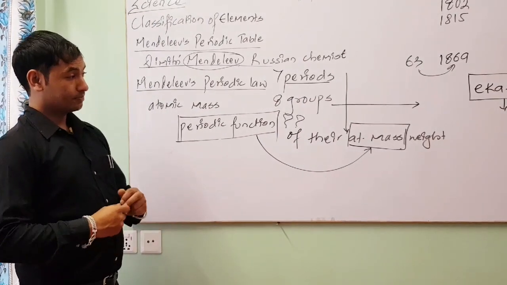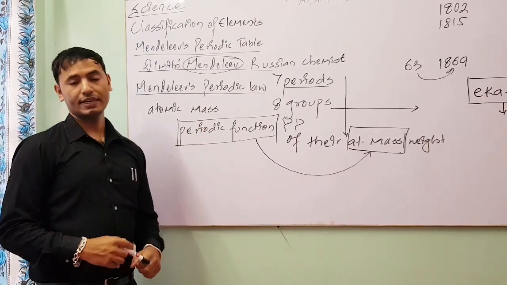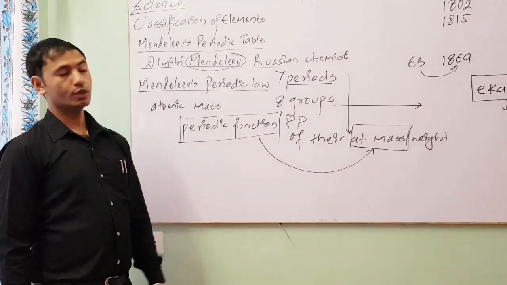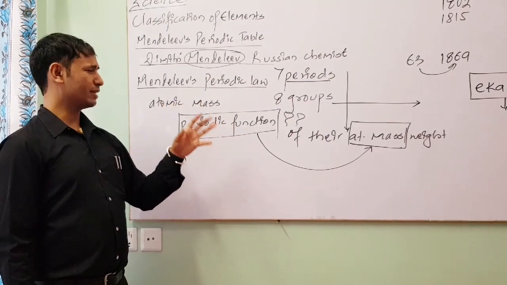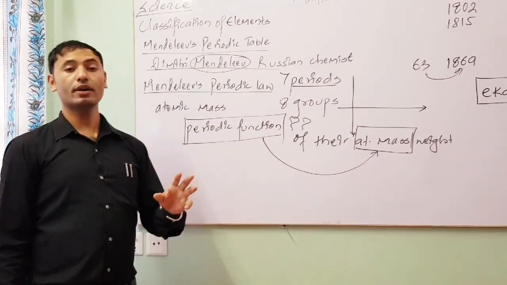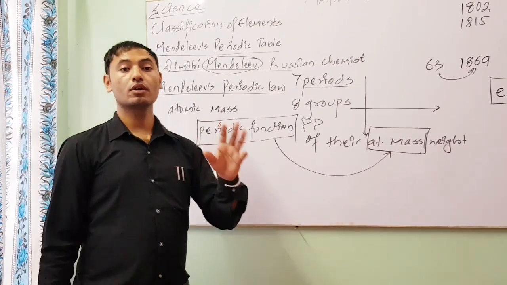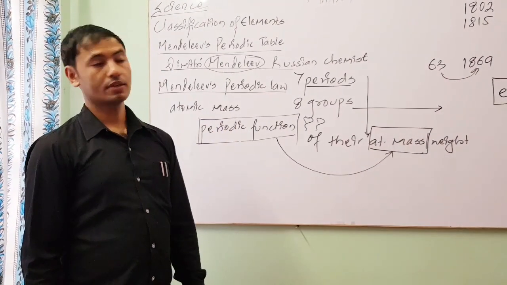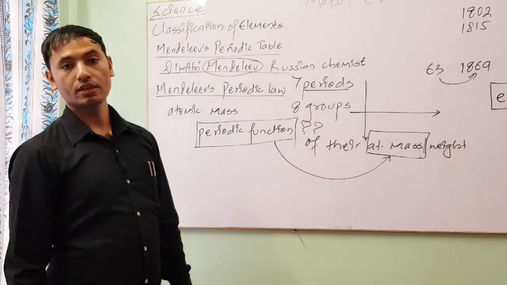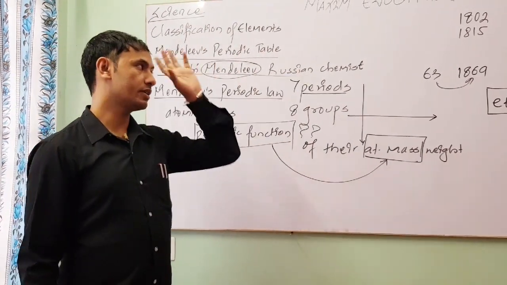And there was no place for inert gases. There was no zero group. It means that at that time zero group elements, or inert gases, were not discovered. He was unable to classify inert gases because they were not discovered in 1869.